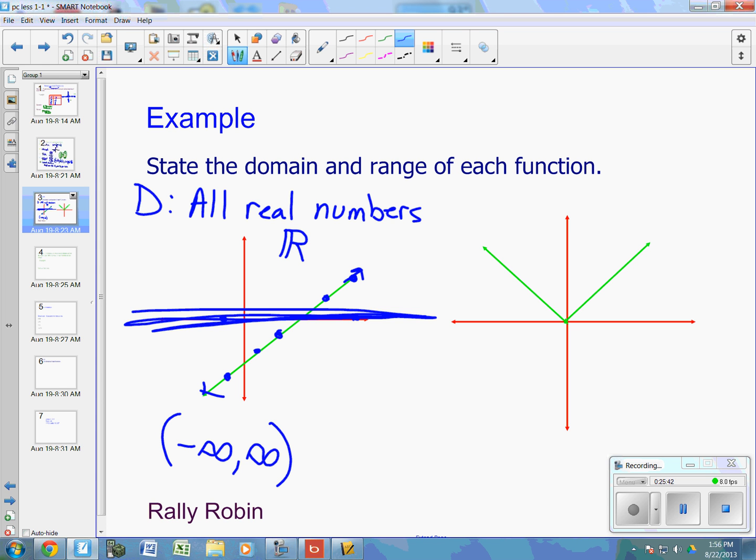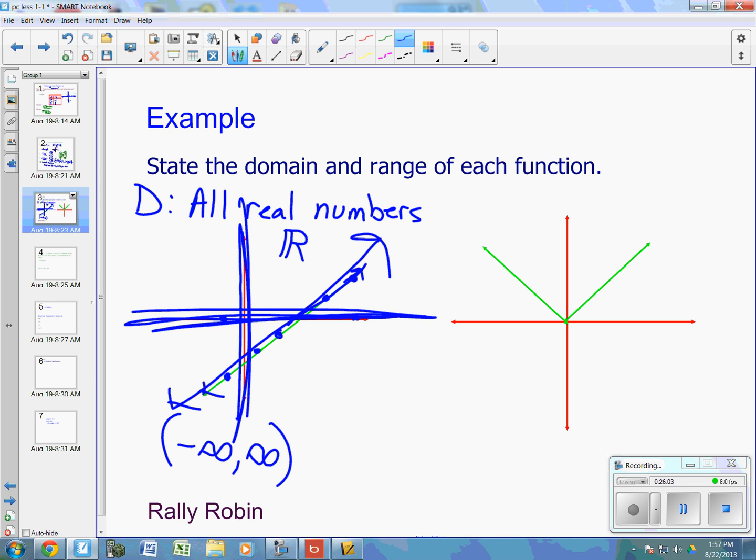Now the range is how far it goes up and down. What do you guys think the range is? The range is all real numbers. It goes up and down forever. This thing is going down and to the left forever. It's going up and to the right forever. The domain and range are both all real numbers. Every number is going to work.